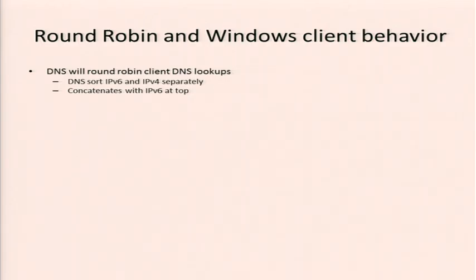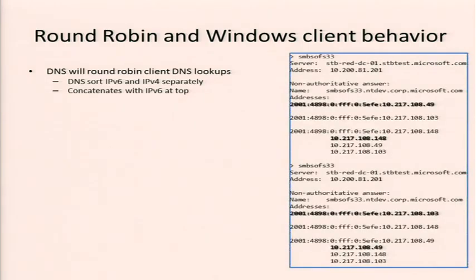So, with the fact that all these scale-out computers are registered in DNS with the name that we're connecting to, most DNS implementations by default will round robin the response to the DNS request coming in from the client. As far as I'm aware, DNS sorting usually sorts IPv6 and IPv4 addresses separately, and they're concatenated then with IPv6 at the top.